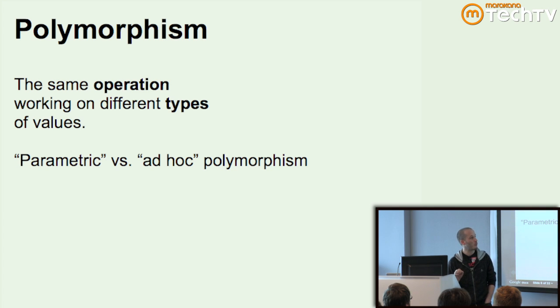That's parametric polymorphism. Type classes address the problem of ad hoc polymorphism, where you want the operation to do something, or potentially do something different, for the different types of values that it accepts.